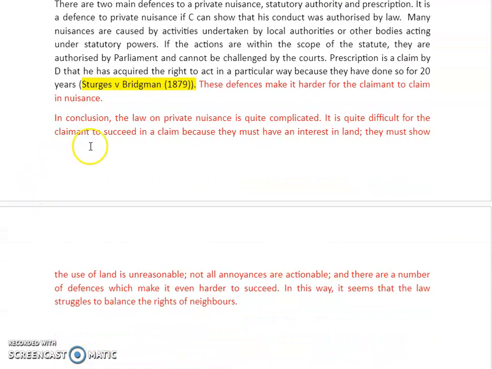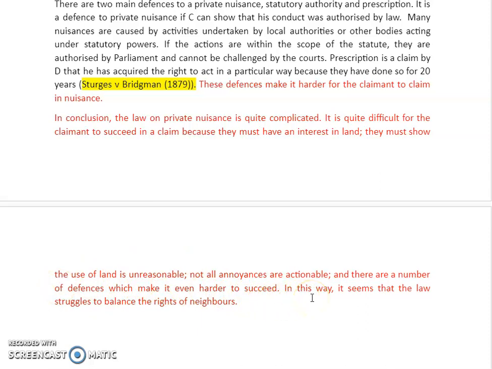And now reaching a conclusion. In conclusion, the law on private nuisance is quite complicated. It's difficult for the claimant to succeed in a claim because they have to have an interest in the land. They have to show the use of the land is unreasonable, and that really depends on the facts, as we saw in Miller and Jackson with Denning. Not all annoyances are actionable anyway, like TV reception, light and a view. There are a number of defences which make it even harder to succeed.